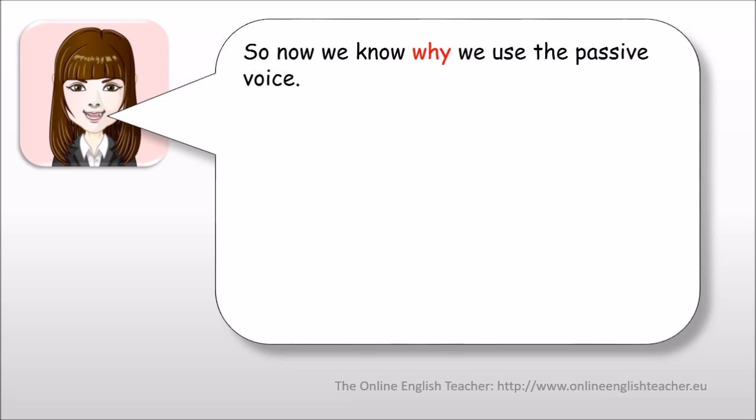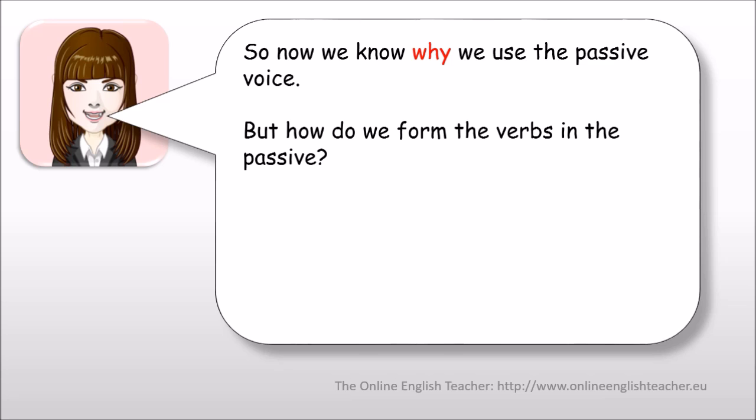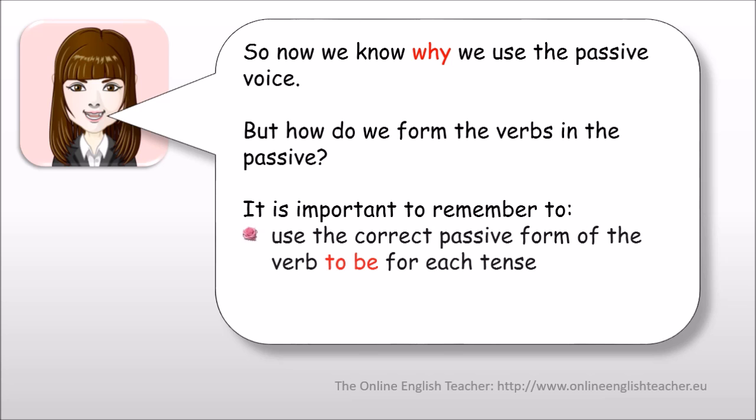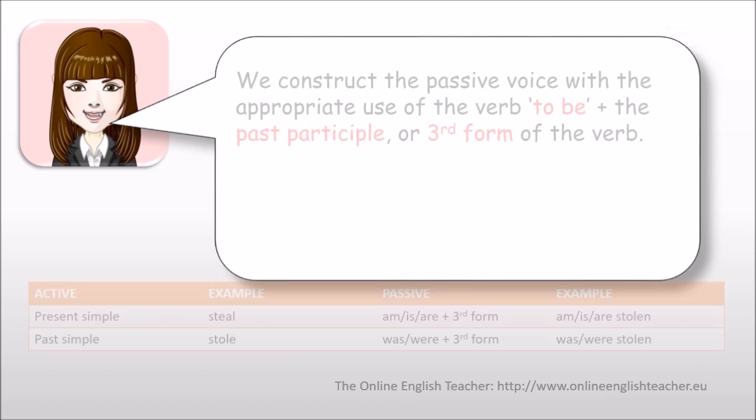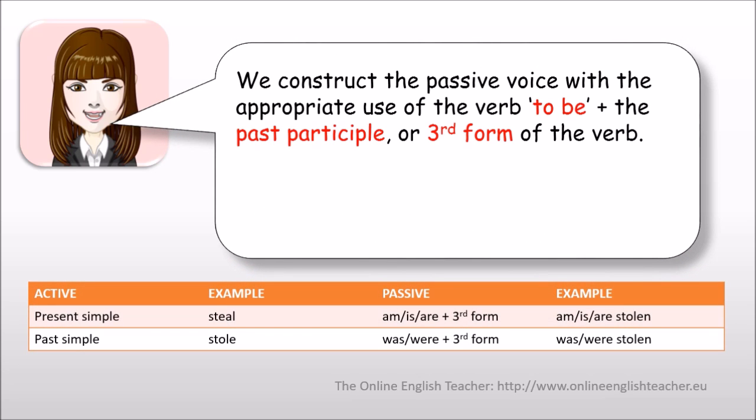So now we know why we use the passive voice. But how do we form the verbs in the passive? It's important to remember two things. First, we need to use the correct passive form of the verb to be in each tense. And secondly, the main verb is always used in the past participle, the third form. It never changes. So, we construct the passive voice with the right use of the verb to be and the third form of the verb.